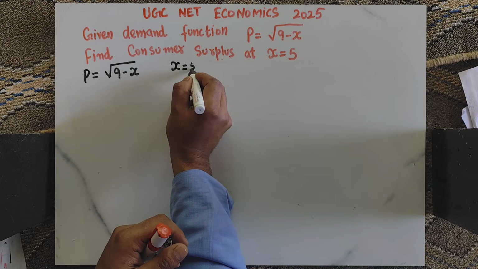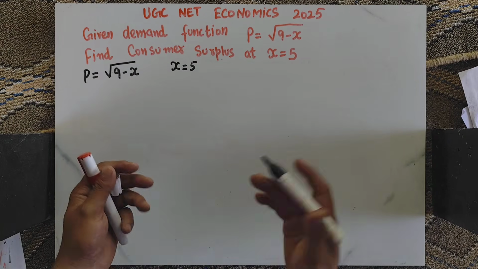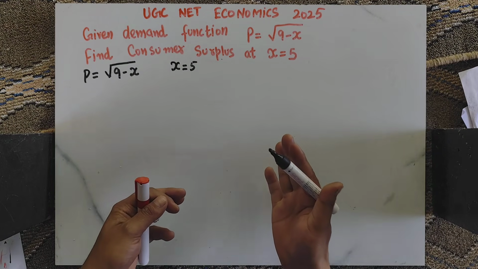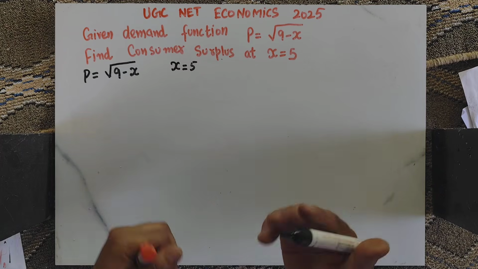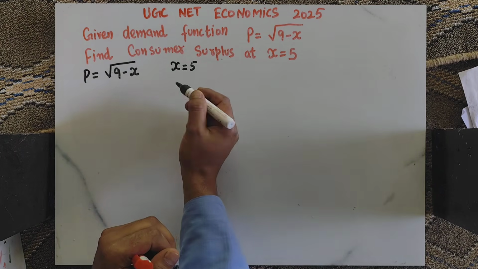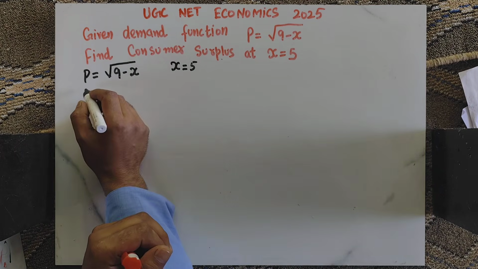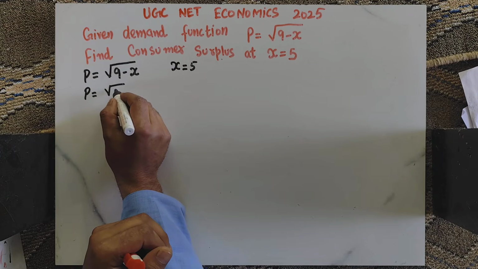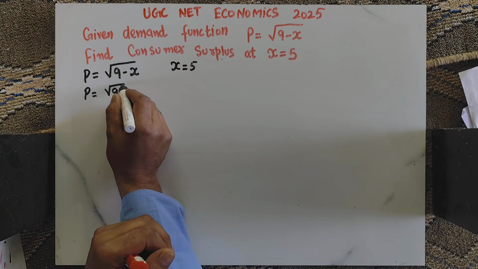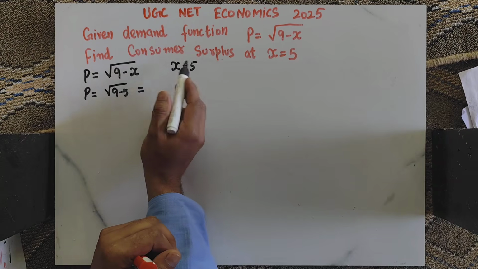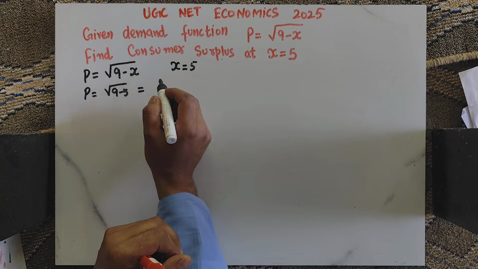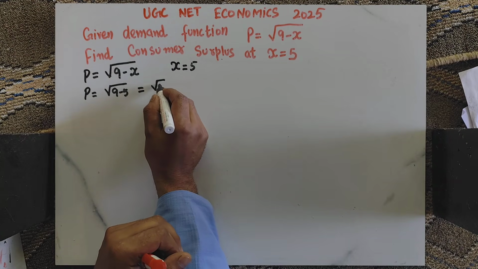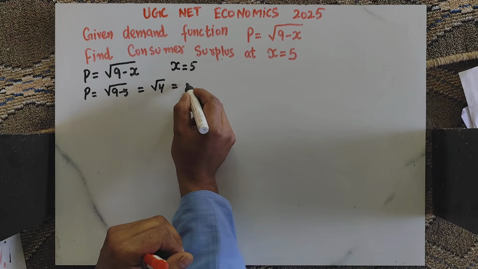So we have non-linear demand function, and we need to find out the consumer surplus when quantity demanded is equal to 5. Okay, so since this is the non-linear demand function, we have to use the definite integrals here. Now when x is equal to 5, what will be the price? So p will be equal to 9 minus 5, in place of x I have substituted 5, so it is under root 4, and we know under root 4 is equal to 2.